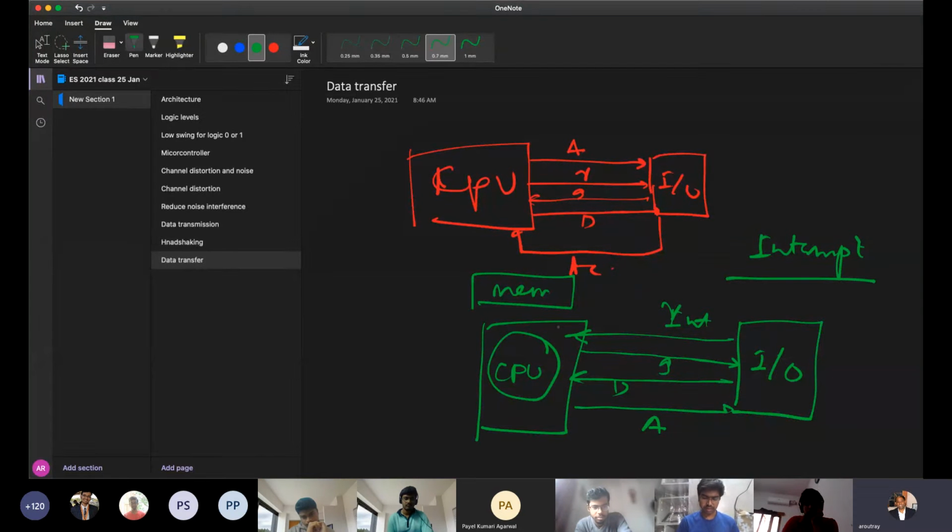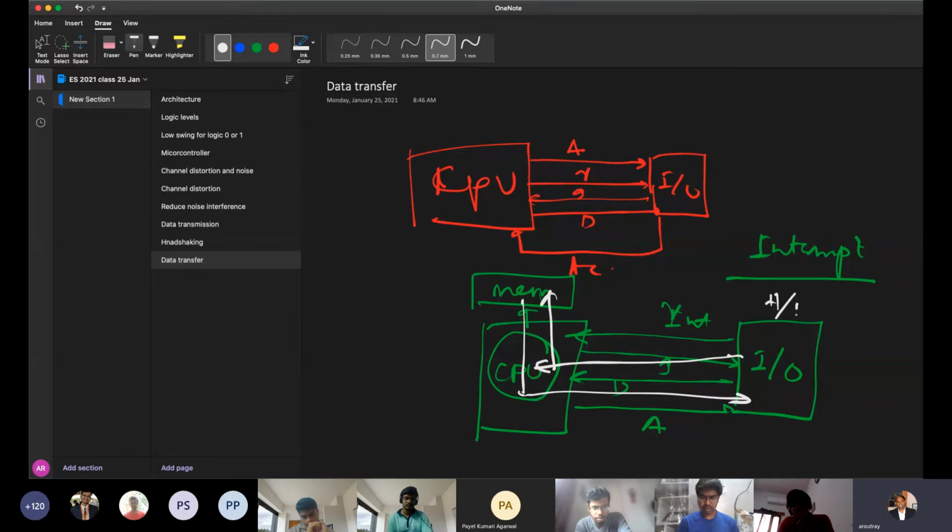Suppose the CPU reads the data and puts it in the memory. So the channel will come from the IO and go to the memory, or come from the memory and go to the IO. If there is lots of data, like a video from the hard disk, let's say this is the hard disk and this is the memory, RAM. If you want to read lots of data from IO to RAM and back, it will take lots of time.